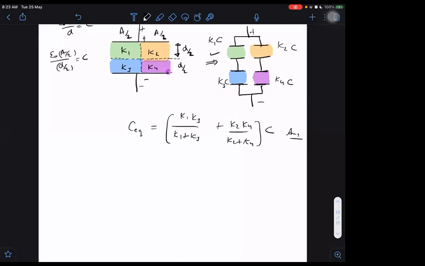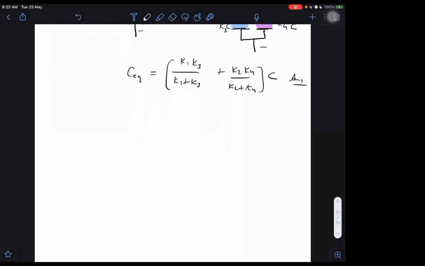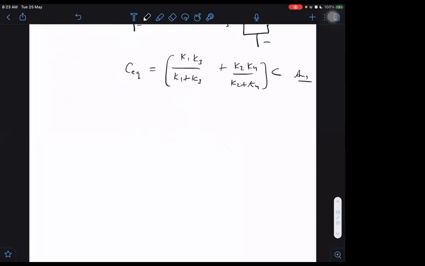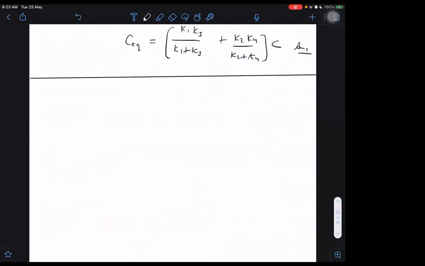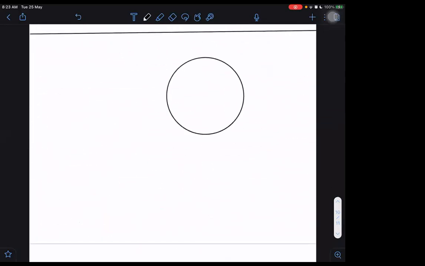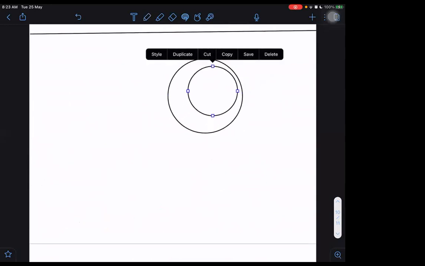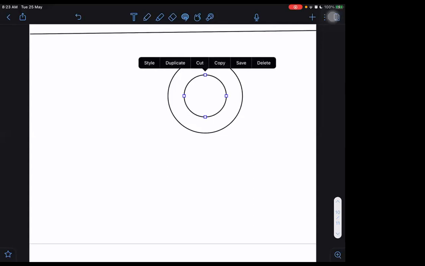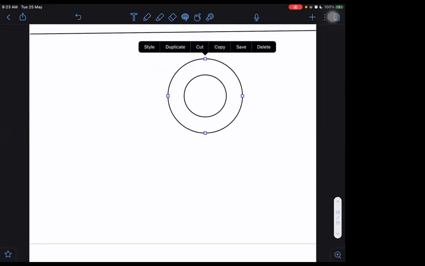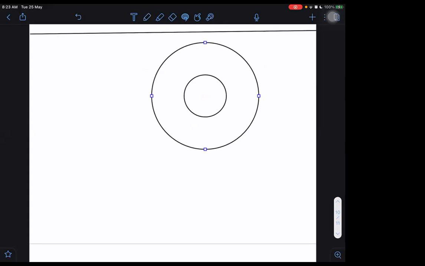Right. This is the answer. Next, we can have one example, at least for spherical also. Let me take it here. In spherical, let me take this, where I think I can take one more dielectric in between. So let me take that.